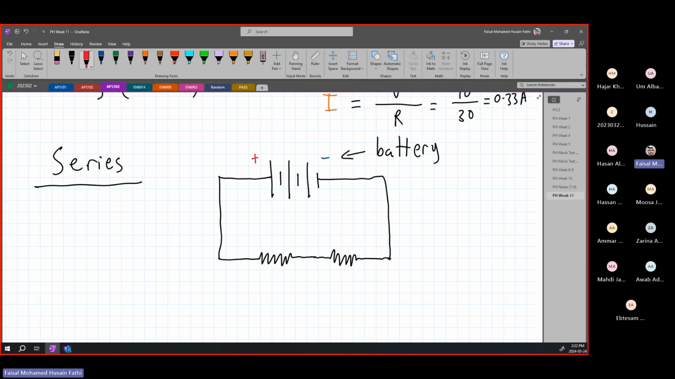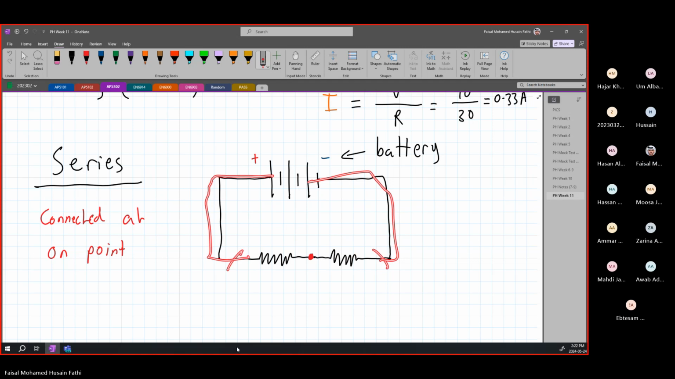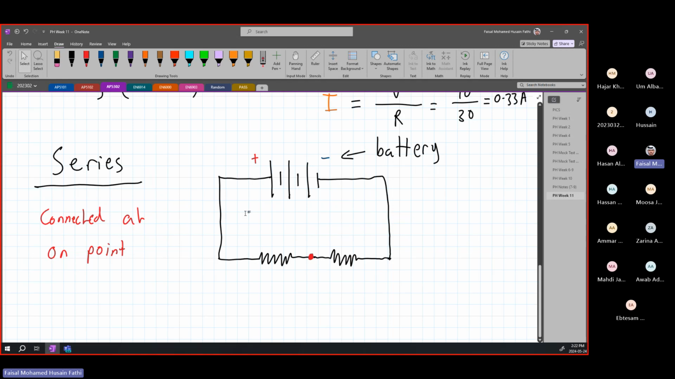So I mentioned that this is a series connection. What does that mean? A series connection means connected at one point. Meaning, these two resistors are connected to each other through just a single point in between them. That means that these two are in series. Why? Because there's only one connection point between them. They are not connected on this edge. They are connected to the battery from the other side. So a series connection means that there's only one connection point between the two resistors.